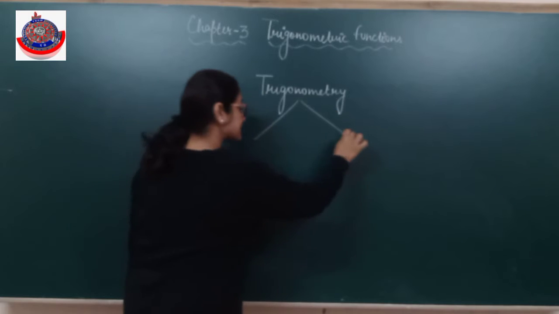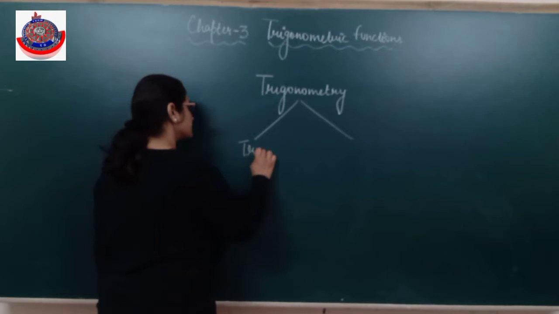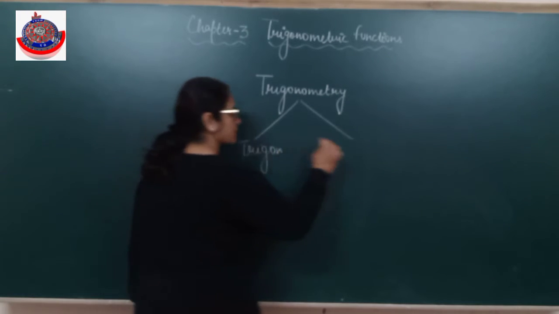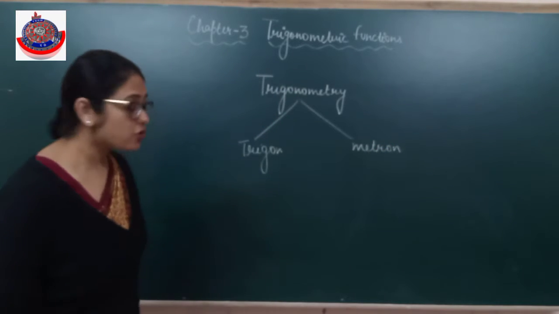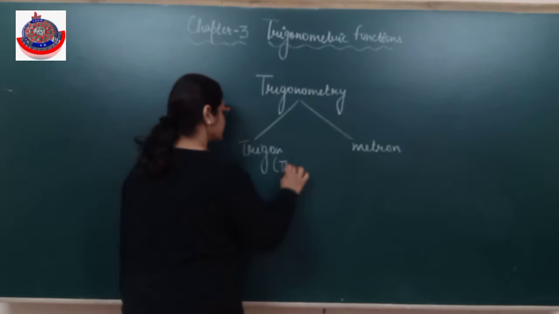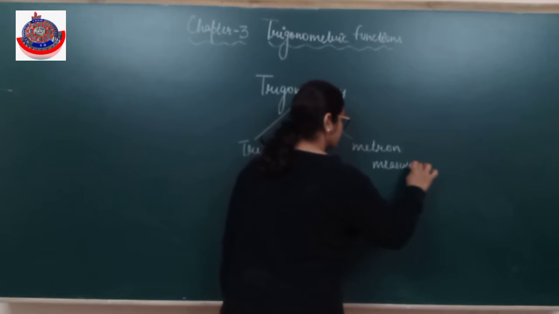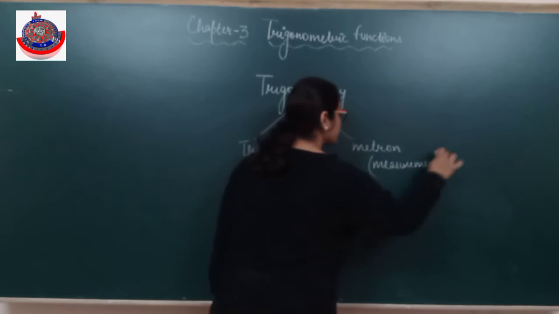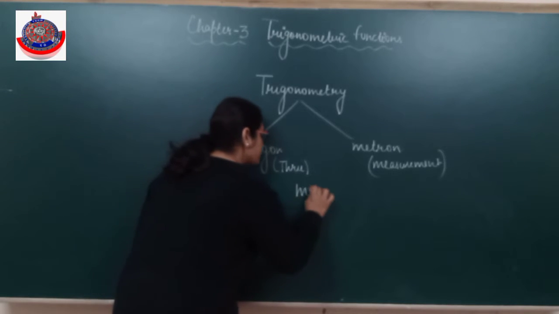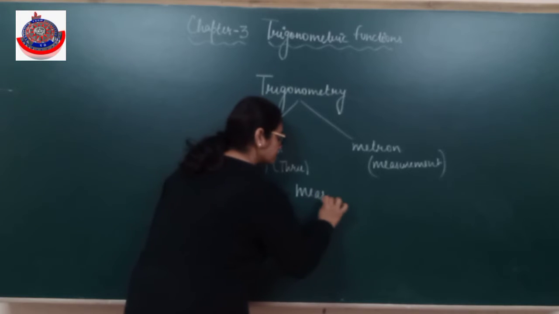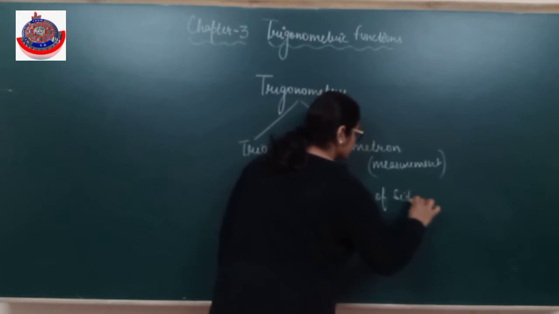And you know that it has been originated from a Greek word, the combination of two words. Trigon means 3. Metron means measurement. In the beginning, when this trigonometry topic was invented, it was only related to measurement of sides of triangle.